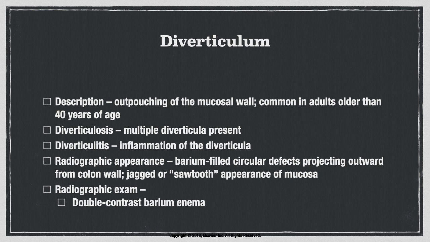Diverticulum, an outpouching in the mucosal wall, common in adults older than 40 years of age. Diverticulosis is multiple diverticula present. Diverticulitis is the inflammation of the diverticula. You're going to have barium-filled circular defects projecting outward from the colon wall, and a jagged or sawtooth appearance of mucosa. You're going to do a double contrast barium enema.